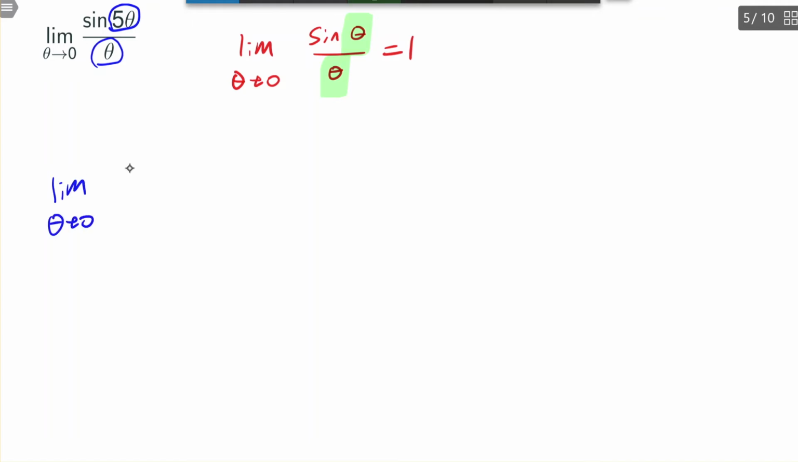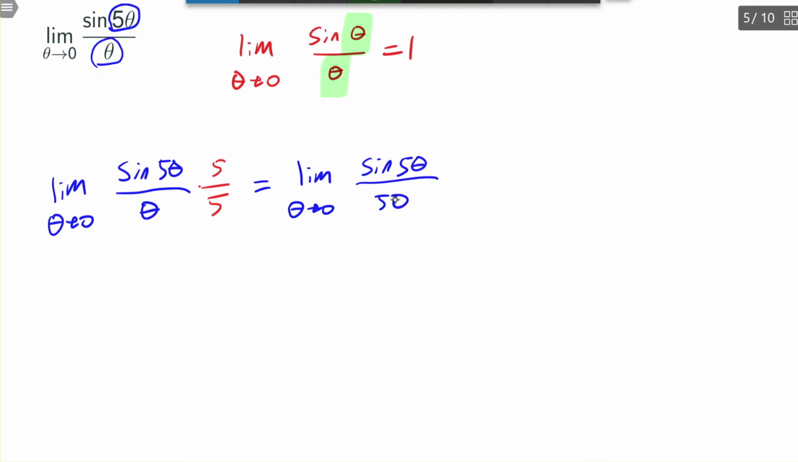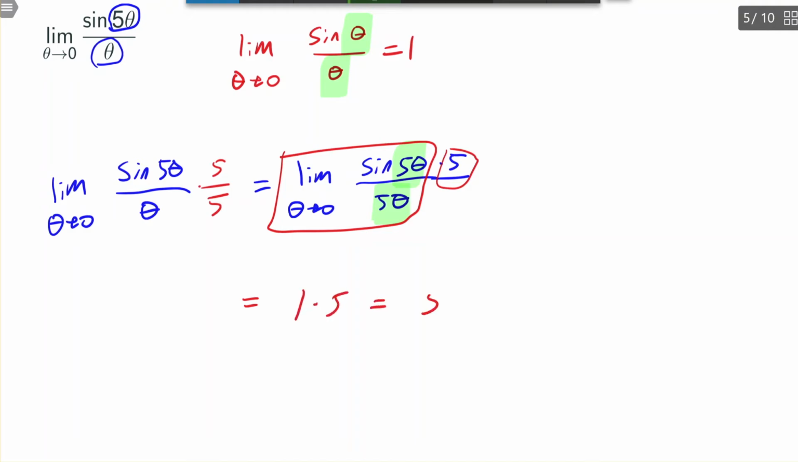So we have sine of 5 theta over theta. What we do is multiply 5 over 5. Then we can rearrange this. Then we get sine 5 theta over 5 theta times 5. But now we have 5 theta inside of sine and 5 theta in the denominator. So this portion of the limit is 1. And this limit is just 5. So our final answer is 1 times 5, which gives us 5. So here we have to remember that sine theta over theta as theta approaches 0, this limit is 1.